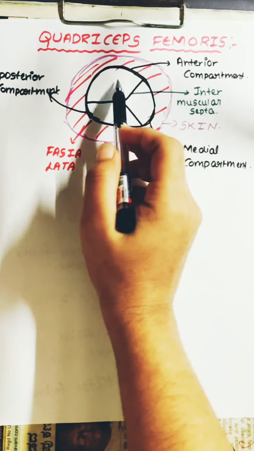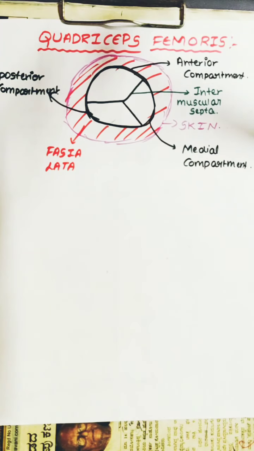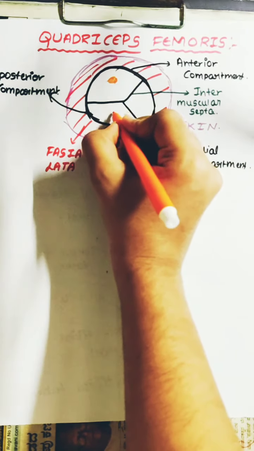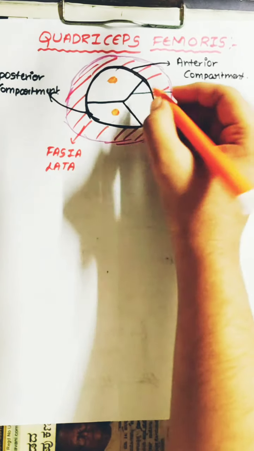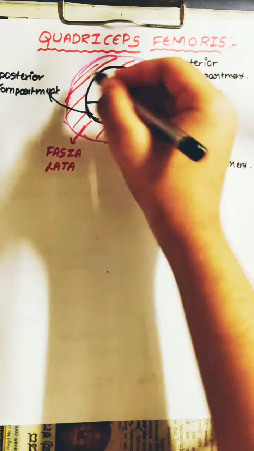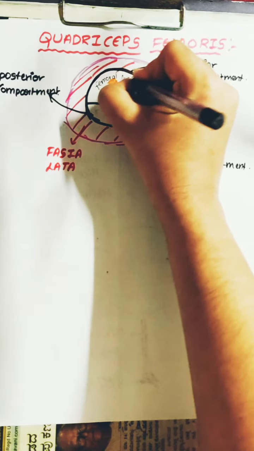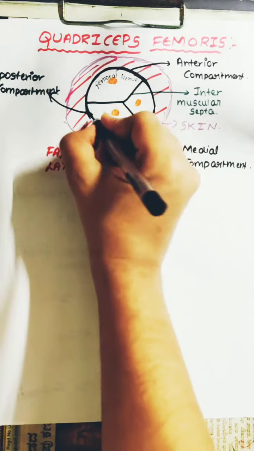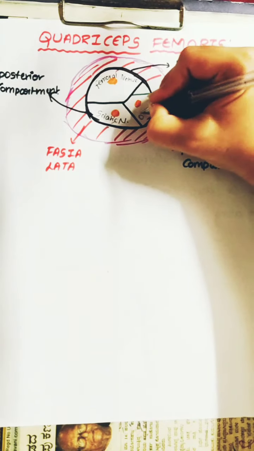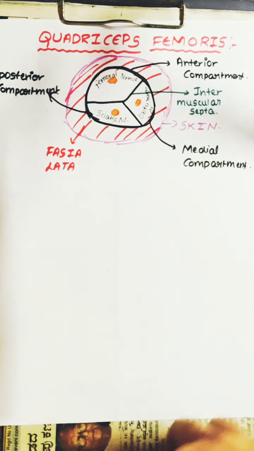In the anterior compartment there is a nerve, in the posterior compartment there is a nerve, and in the medial compartment there is a nerve. In the anterior compartment there is a nerve called the femoral nerve. In the posterior compartment there is the sciatic nerve. In the medial compartment there is the obturator nerve.